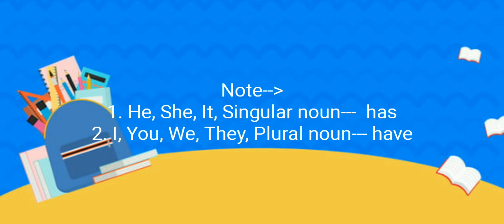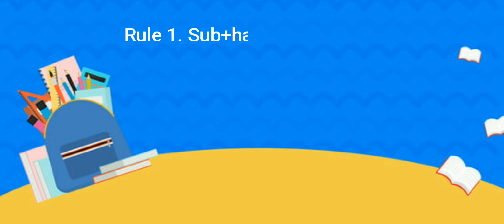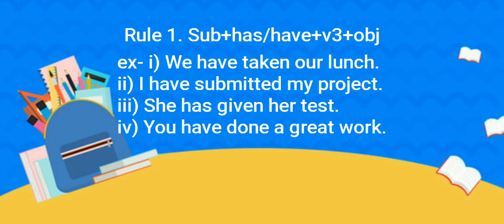Now, we will understand rules of this tense based on the types of sentences. So, rule number 1 says subject plus has or have plus third form of the verb plus object. Now, you need to take care of one thing, the subject, because it totally depends on the subject which helping verb we use. For example, we have taken our lunch.